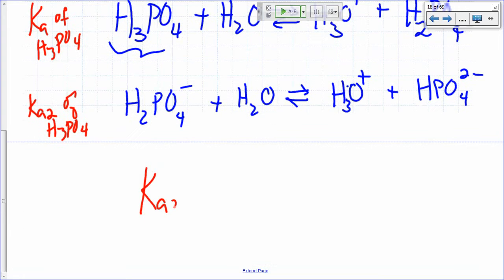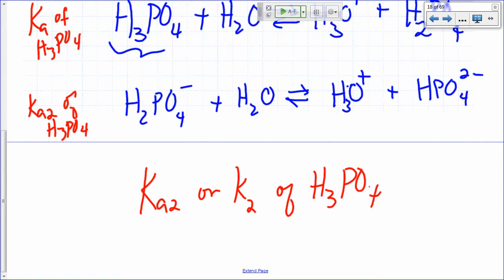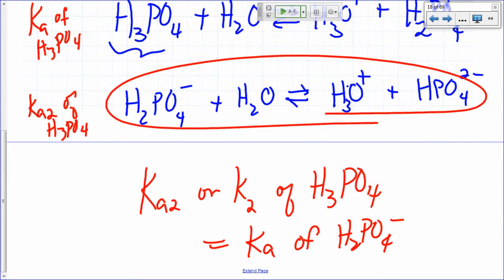Okay? In other words, what we're saying is the Ka2 or K2 of H3PO4 is the same thing as the Ka of H2PO4-. If you just look at this, you'll say, oh, that's the Ka of H2PO4-. This is the Ka of the proton donor. But you can imagine this is having come from H3PO4, so you can say that's the second step in the ionization of H3PO4. So that's the Ka2 or the K2 of H3PO4.